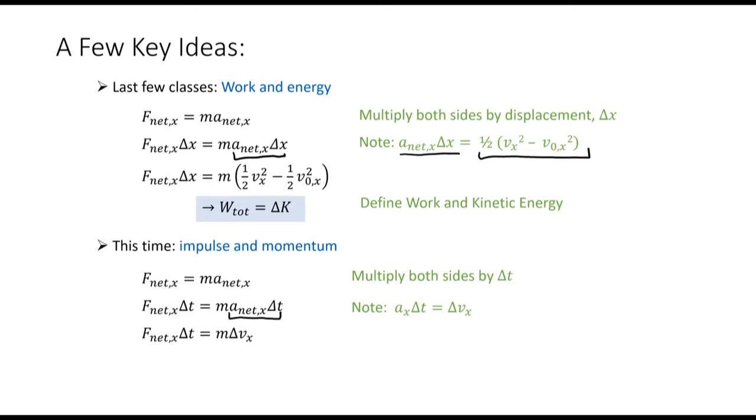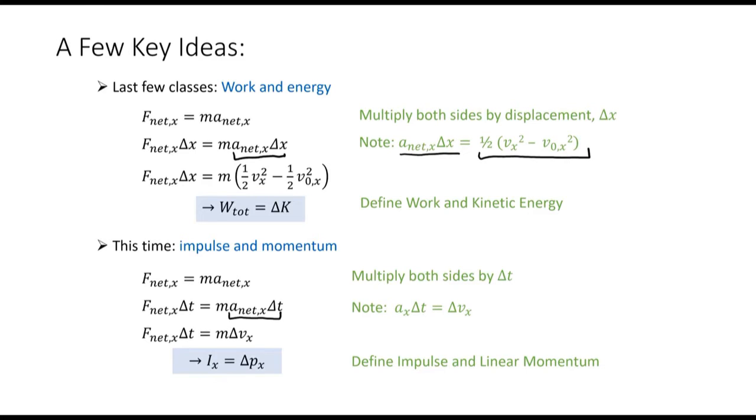Okay, so now on the right-hand side of my equation, I have m times delta vx. We just learned that that's going to be the change in momentum. Specifically here, since I have velocity in the x direction, it's going to be the change in momentum in the x direction. And then we're going to define something new. We're going to define the impulse on the left-hand side. So F net x times delta t, we're going to say that this is the impulse. Specifically, it's the impulse in the x direction.